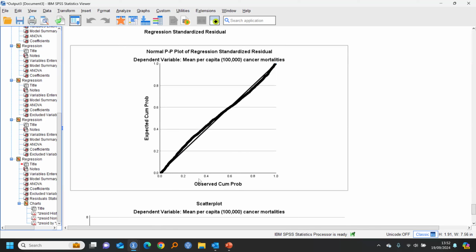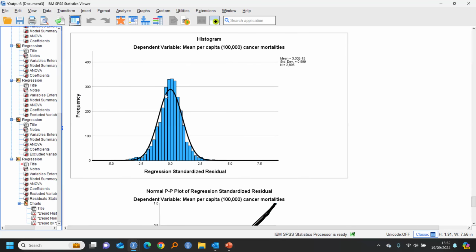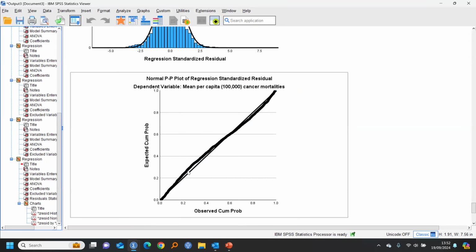We have this line here, this sort of correlation between the observed cumulative probability and the expected cumulative probability. Basically, this is saying if the data points fall on this line of the standardized residuals, it's looking at how much they deviate from this normal distribution. If it deviates too much, it indicates that the standardized residuals are not normally distributed. Here it isn't deviating too much, as we can see, it falls almost straight on the line.